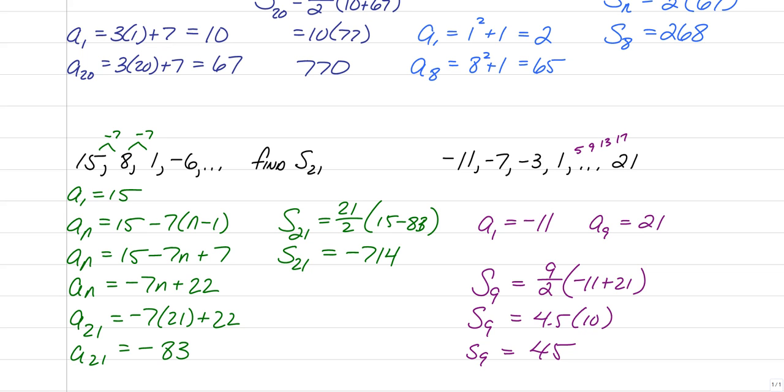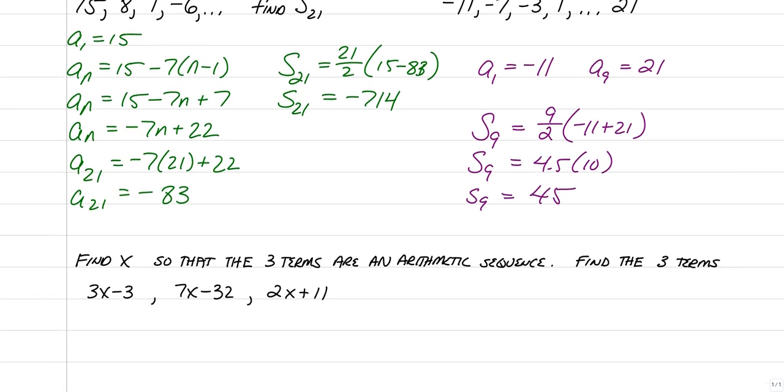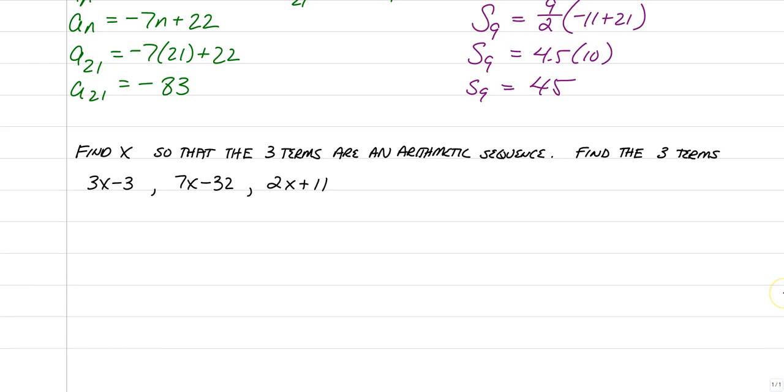Now the last question is a little bit different. It's pretty tricky in a way, but once you set it up, it's really not that bad. And this one is finding x to make sure that these three terms are an arithmetic sequence. So here's the thing you have to remember about an arithmetic sequence. An arithmetic sequence has the same common difference between terms. So 3x minus 3 plus d is going to equal 7x minus 32 plus d will equal 2x plus 11.